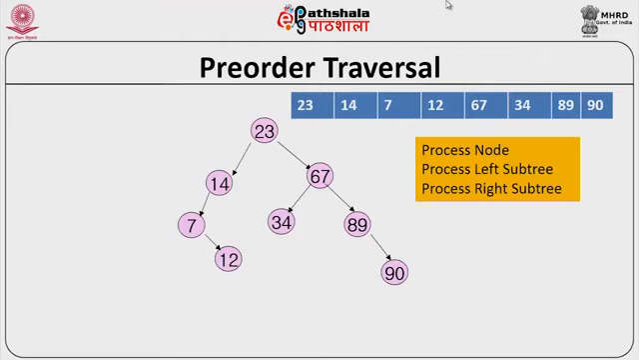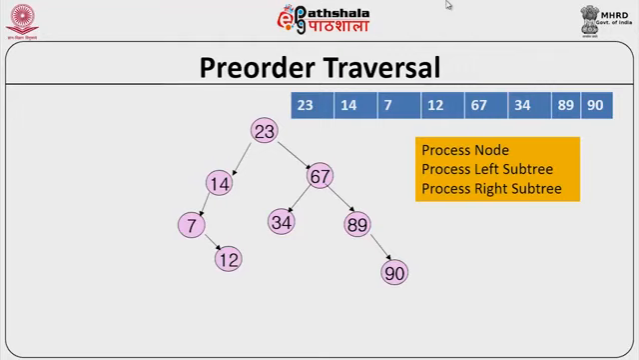So, now you have finished processing the left subtree of 23. Now, you go to the right subtree of 23, where you first process the root node of the right subtree, which is 67. Then you process the left subtree of 67, which is 34. You try to process its left subtree, it does not exist, right subtree does not exist. So, now you have finished processing the left subtree of 67.